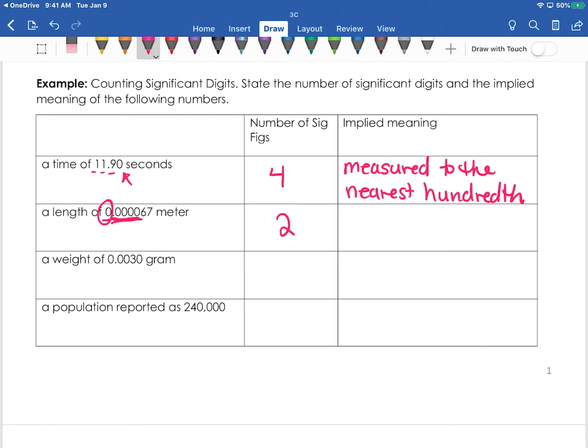And this tells us that it was rounded to the nearest 6 decimal places. So measured to the nearest 6 decimal places.